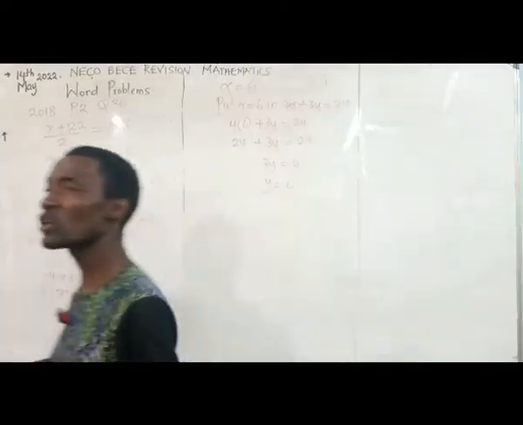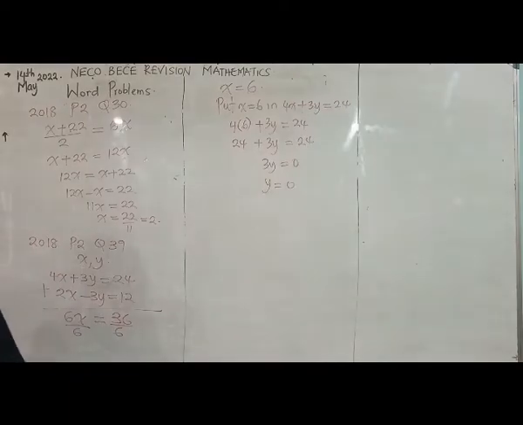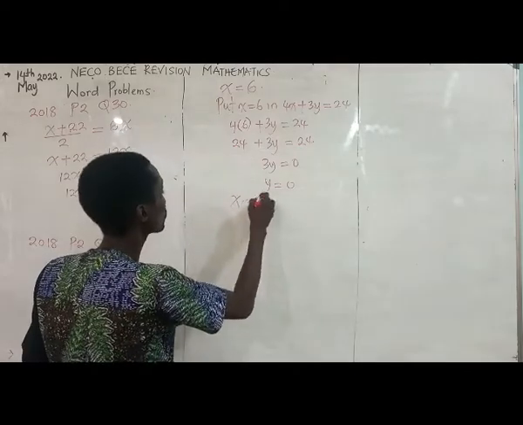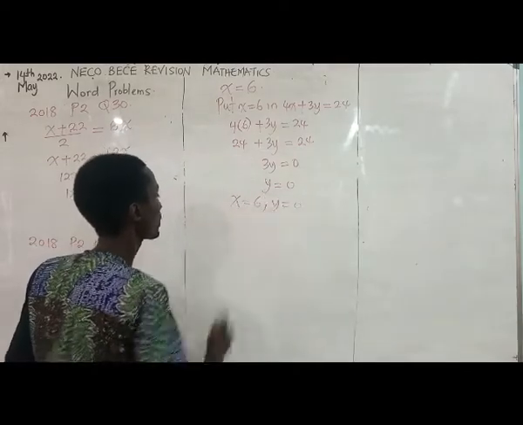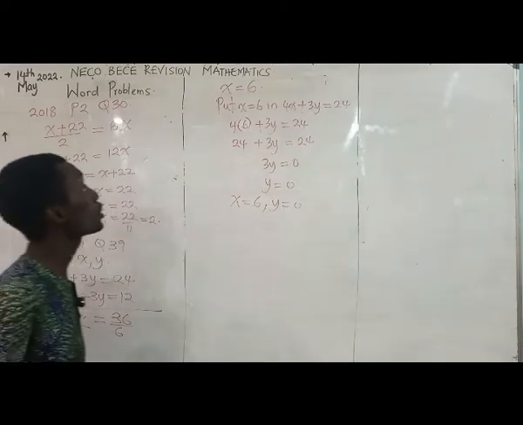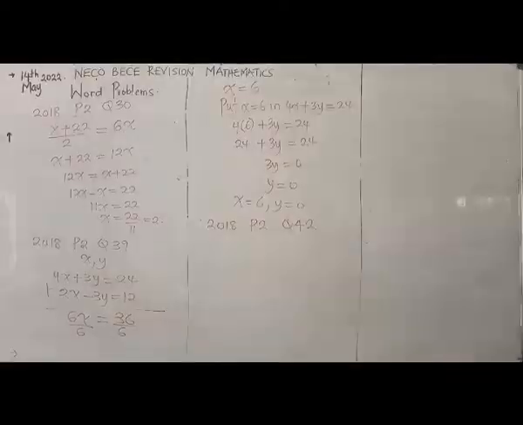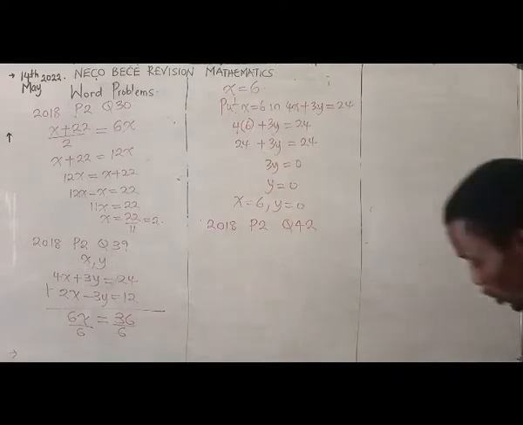Because 0 divided by any number will give us what? 0. So with that said, we can conclude that x is equal to 6 and y is equal to what? 0. And that's a solution to that problem. And that is done. Okay, so we go to question 42.